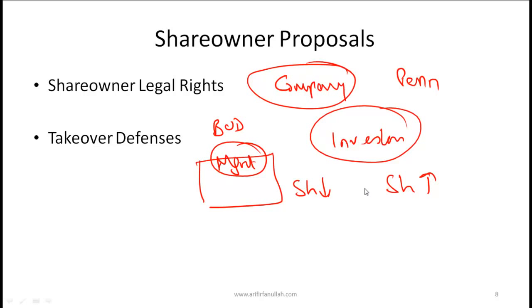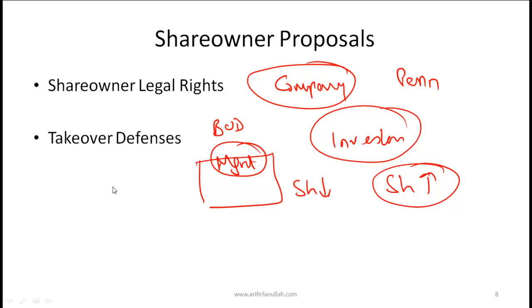So from an investor perspective, we do not like takeover defenses. Why? Because if management is not doing a good job and share prices are down, we don't like that. We would rather have somebody take over the company, run it better, and drive share price back up. So anything in the corporate charter that discourages takeovers is bad from an investor perspective.